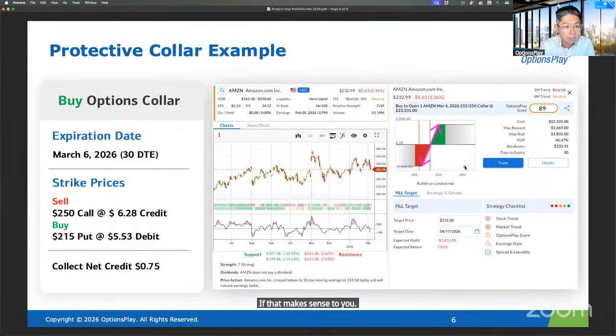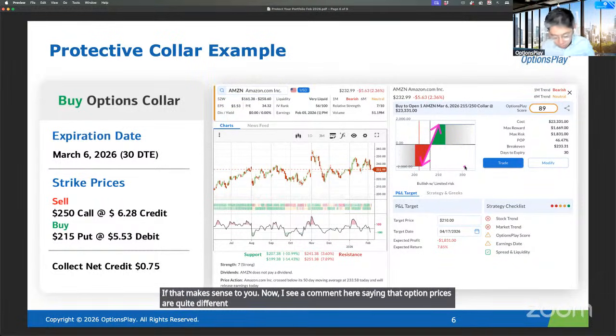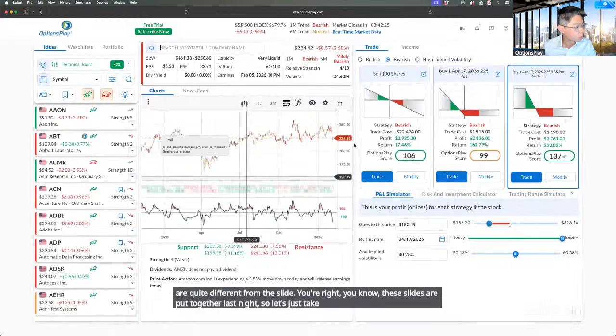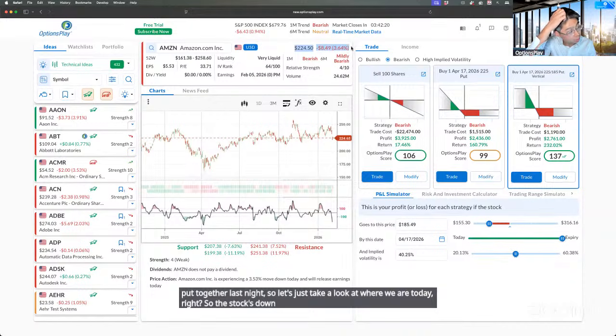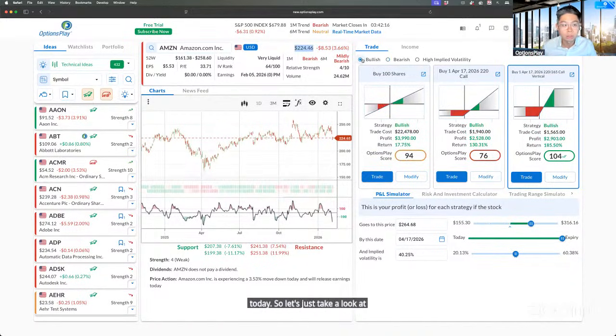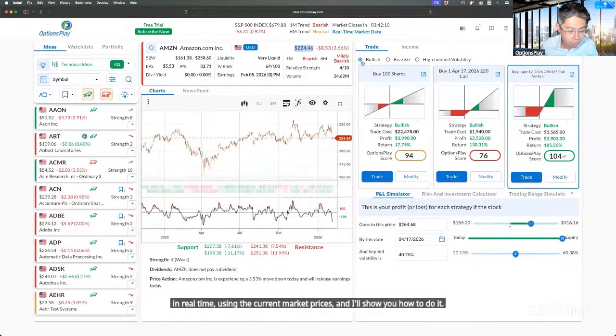Now, I see a comment here saying that option prices are quite different from the slide. You're right. These slides were put together last night. So let's just take a look at where we are today, right? So the stock's down, as you can see, another 8, $9 today. So let's just take a look at structuring this in real time using the current market prices, and I'll show you how to do it. We'll go through a few examples here.